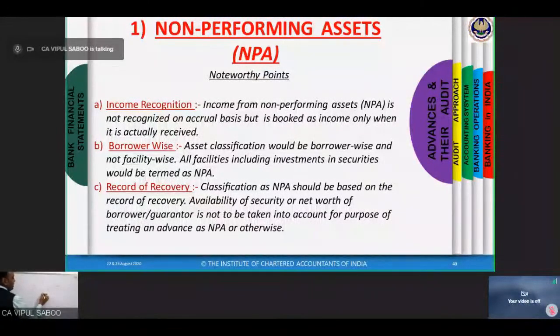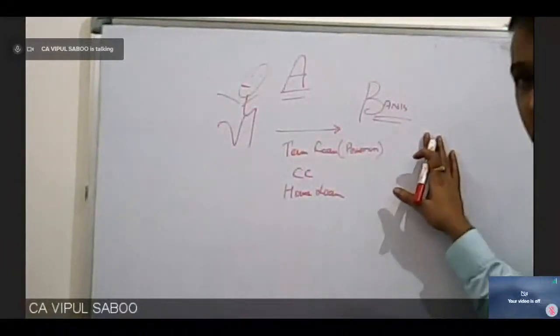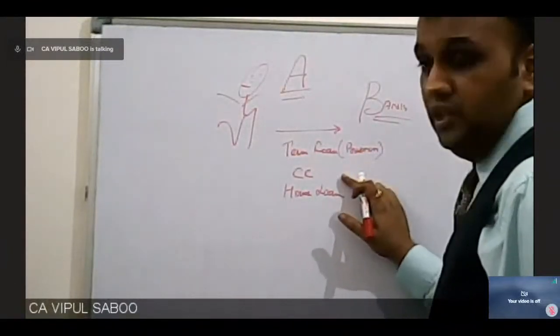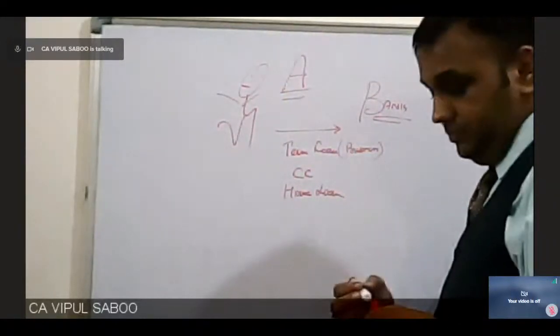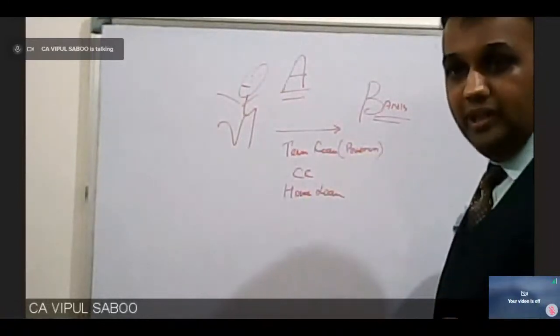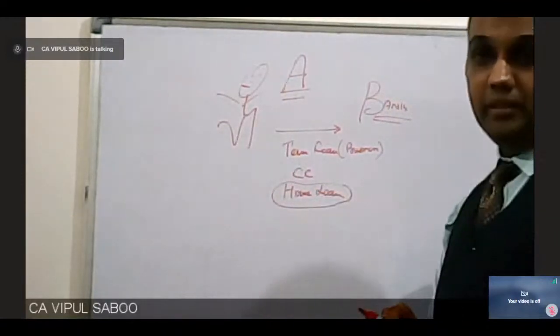He has taken a term loan, a cash credit facility, and a home loan also from the bank. Term loan is for business, for machinery, right? He has taken these loans. Here is this person A who has taken these loans from this particular bank: term loan, CC, home loan. The term loan is going good, it's healthy, right? The cash credit is going good, it is healthy. But the home loan has become NPA.